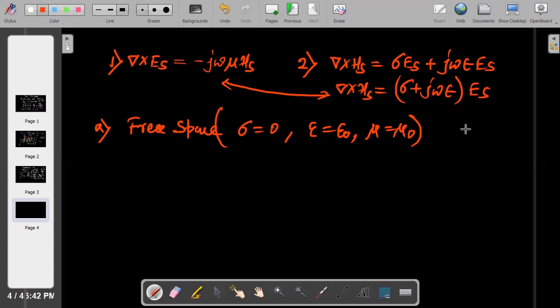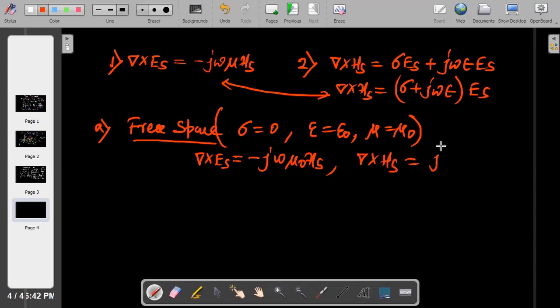So if in the question paper you see the wave equation is given in free space, you replace this equation by this. So what you will write? Your equation will be del cross Es equals minus j omega mu naught into Hs, very simple. And del cross Hs, so sigma is 0, correct? So it will be j omega epsilon naught into Es. Like that you change and do the equation. Technique is same.